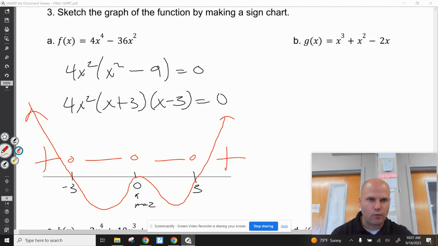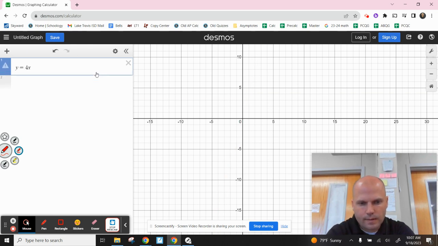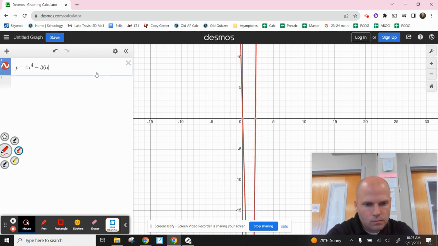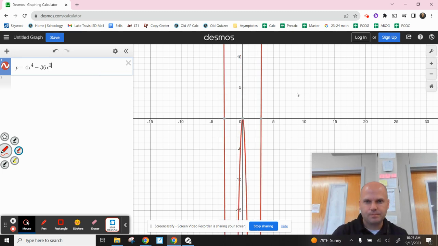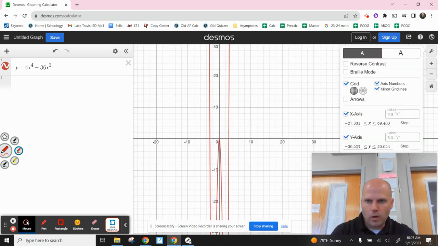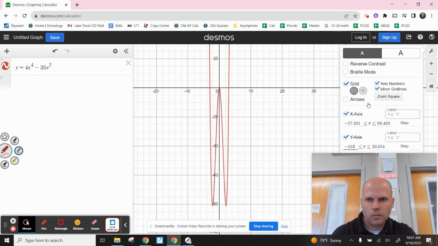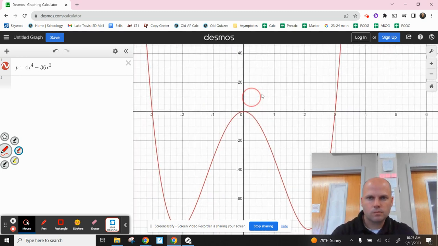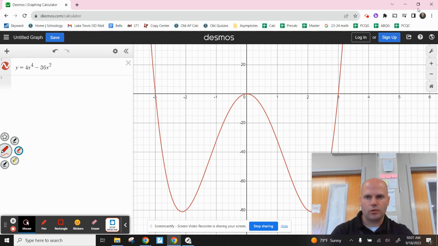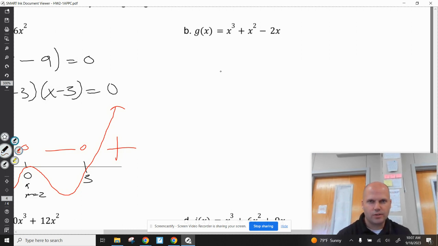x to the fourth, 4x to the fourth minus 36x squared. Zoom out a little bit, maybe increase my y's. Shrink my x's. There you go. Goes through -3, bounces off 0, goes through. Like, we nailed it. That's it. If you understand signs, you understand shape for the most part.